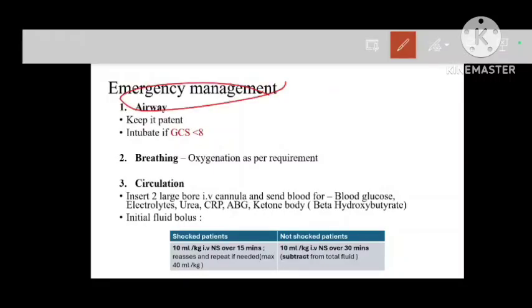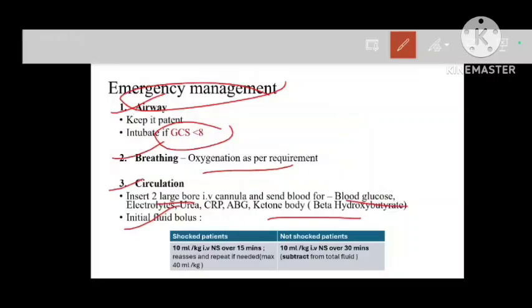At first, we have to manage airway, breathing, and circulation, the basic ABC. Intubate the patient if the GCS is less than 8, and give oxygenation as per requirement. You have to insert two large bore IV cannulas and send blood for blood glucose, electrolytes, urea, CRP, ABG, and ketone body, that is beta hydroxybutyrate, and give initial fluid boluses.